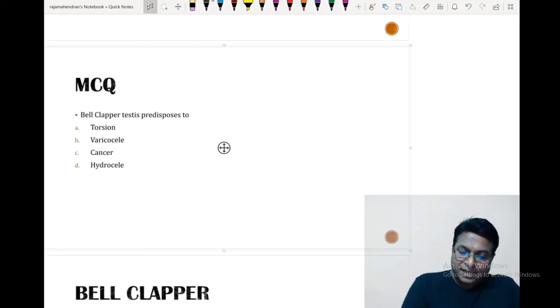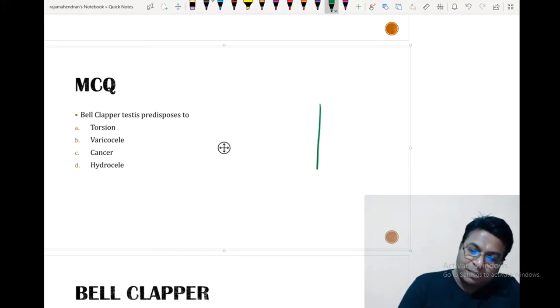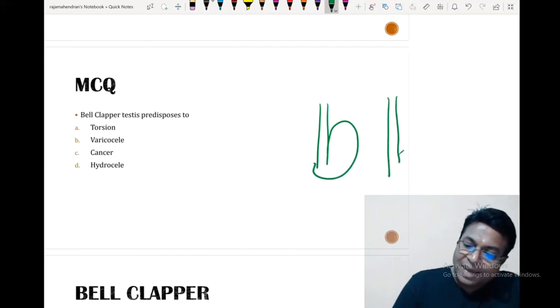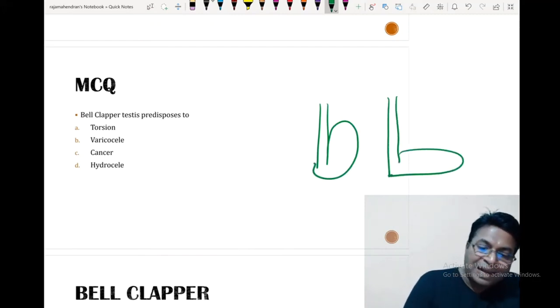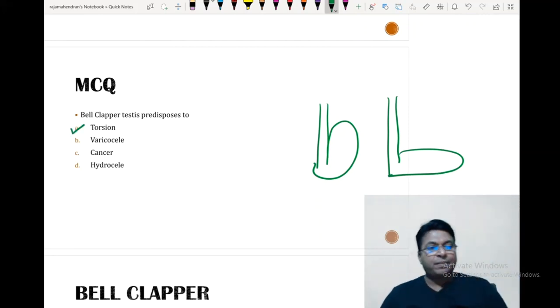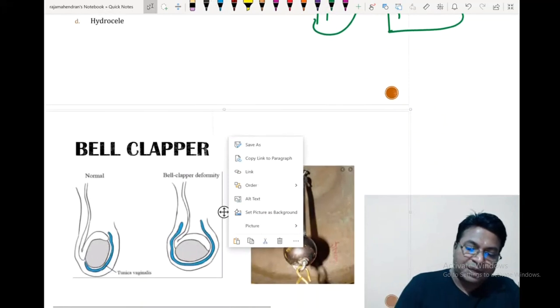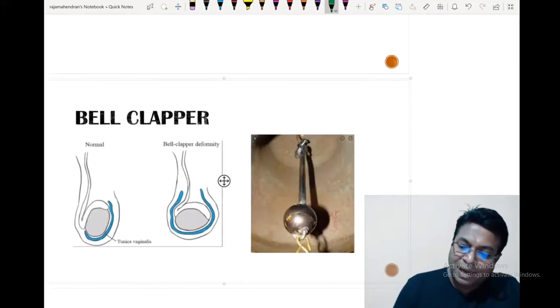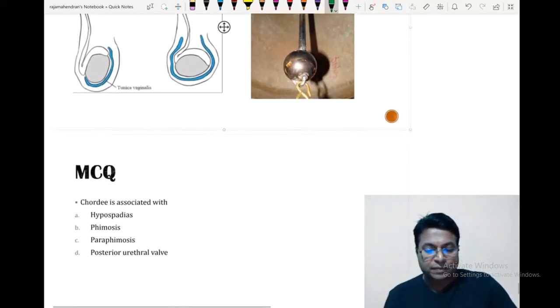Bell clapper testis predisposes to. Just now I told you, the testis will be lying like this. Usually the testis should be like this. If the testis lies like this, it is known as bell clapper testis. That is known as torsion. So torsion is the complication of bell clapper testis. There is a picture showing you a bell clapper-like appearance of the testis. It can go for torsion.